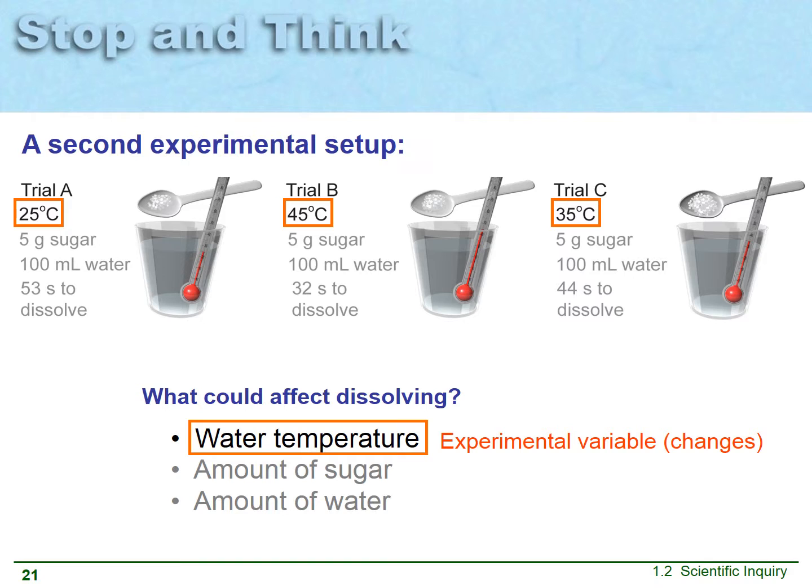The variable that we are changing or testing is called the experimental variable. In this case, it's water temperature. Good investigations should have both control variables and experimental variables. Remember, the fewer the experimental variables at one time, the more clear your results will be.